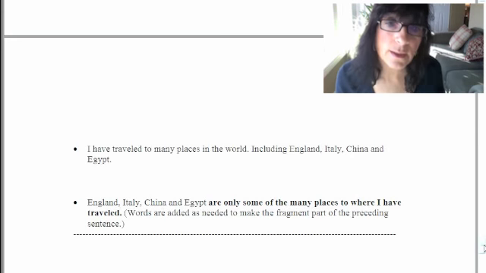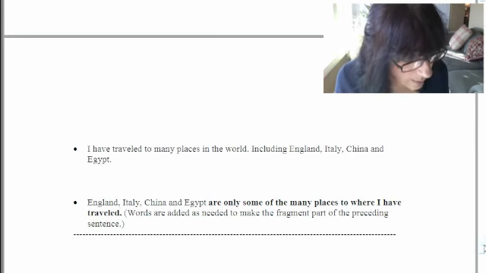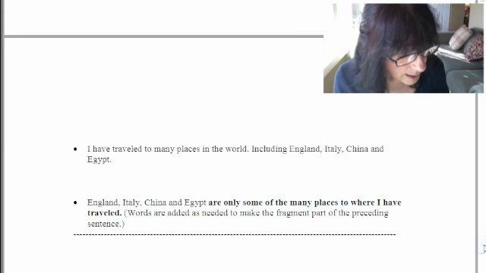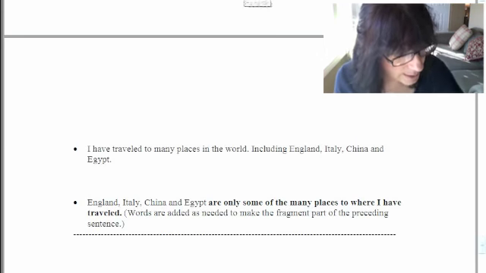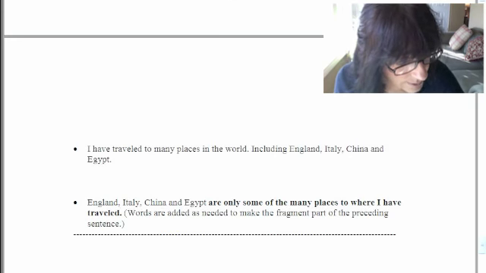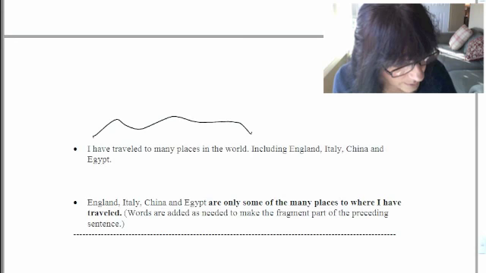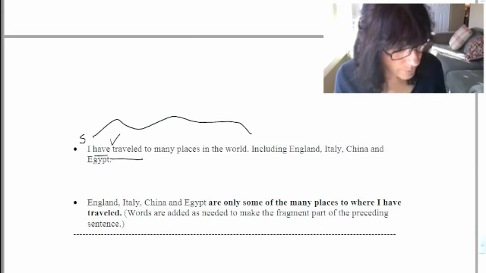And one last one, and then we'll wrap it up. I have traveled to many places in the world, including England, Italy, China, and Egypt. So looking closely at this one, I have traveled to many places in the world. That's complete. I is the subject, and have traveled is the complete verb, and it's a full thought. You know where you've traveled as well.